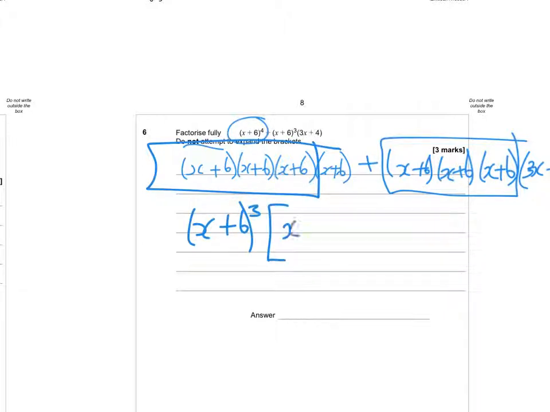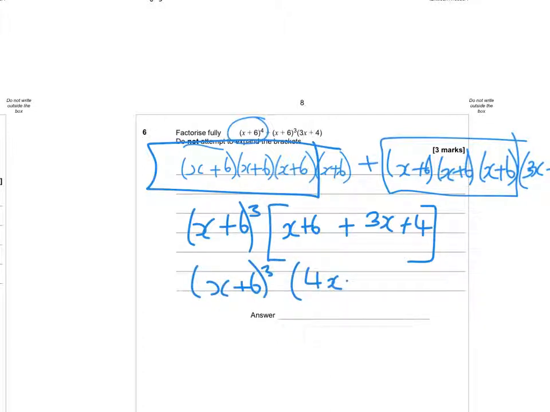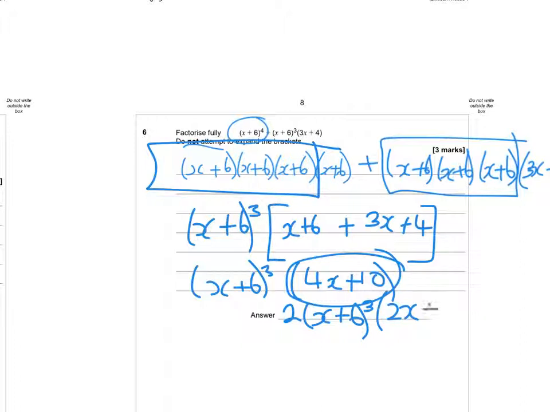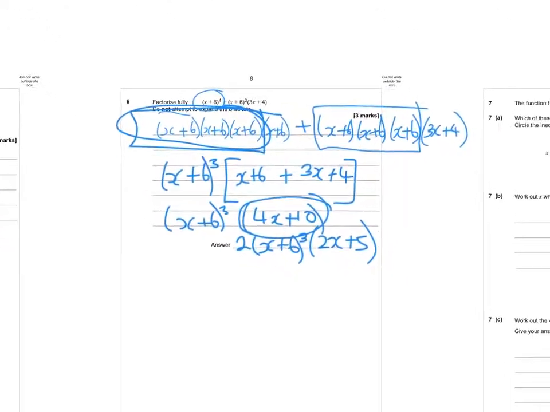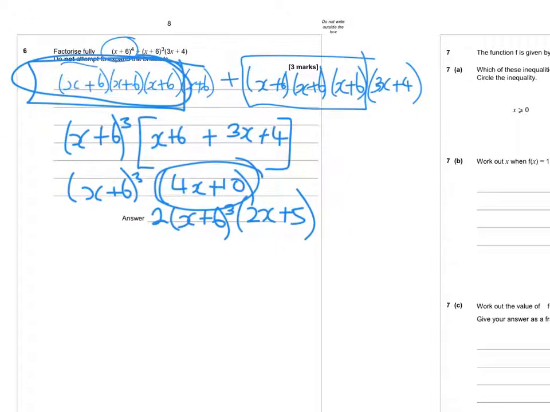And what I'll be left with is x plus 6 plus 3x plus 4, which is x plus 6 cubed, 4x plus 10. And this has still got a common factor of 2. So this would be 2 lots of x plus 6 cubed, 2x plus 5. So the key thing is, notice they've both got 3 of these cubed in common, and then you're just going to sort out what's left.